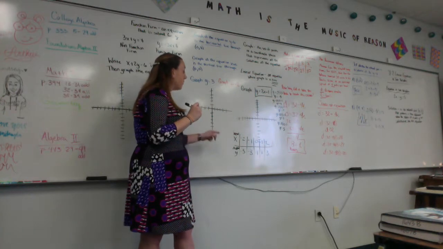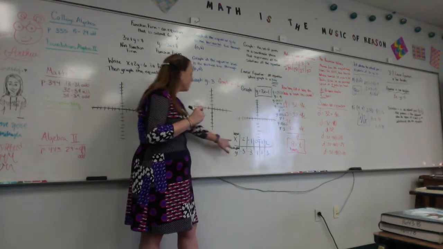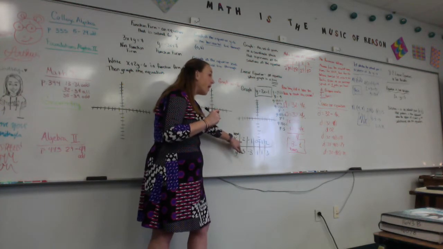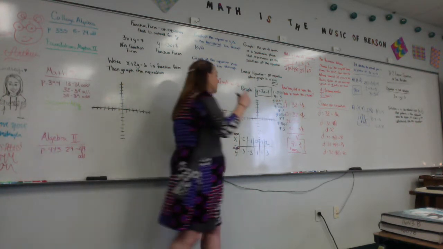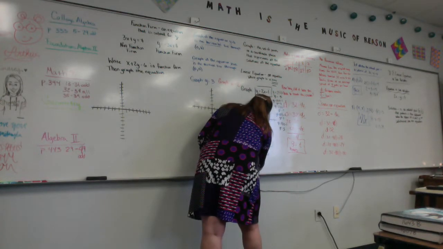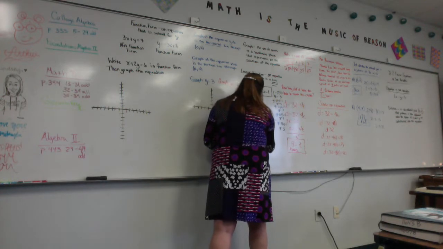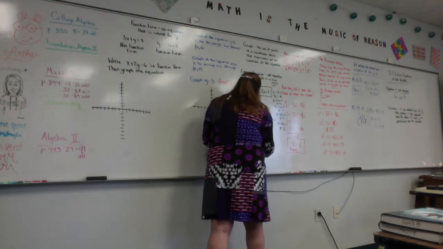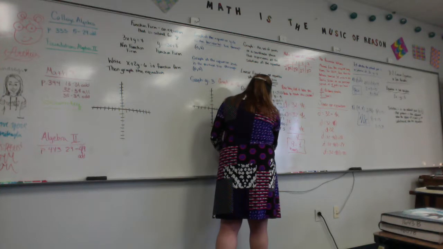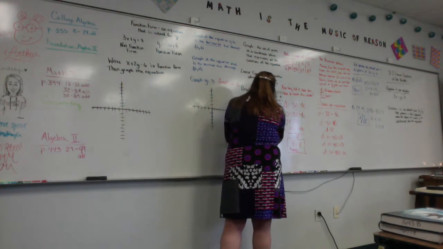Now, from there, you have to graph these points. How do I graph negative 2, negative 5? You go over this way negative 2 and then down. And then how do I graph negative 1, negative 3? Over 1, down 3. Then I graph 0, negative 1. Then I graph 1, 1. Then I graph 2, 3.